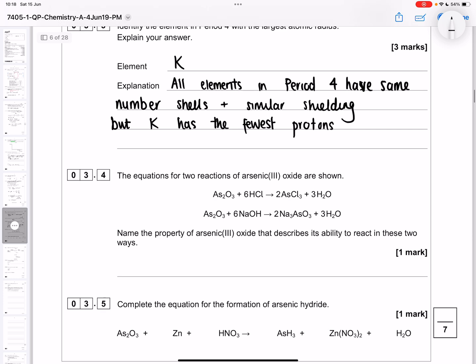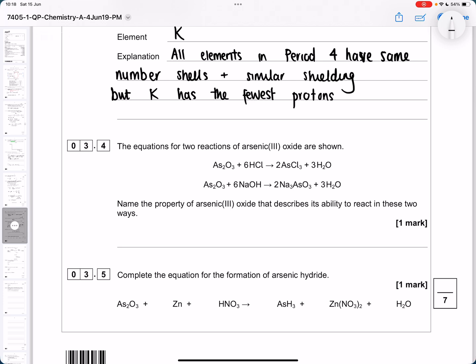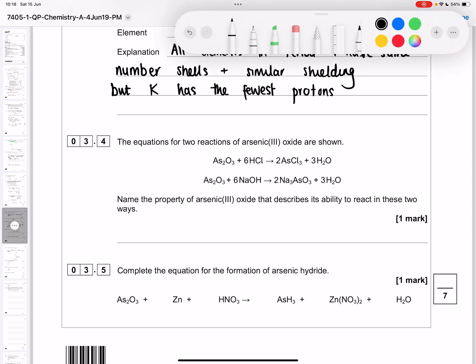Then we've got the equations for 2 reactions of arsenic(III) oxide. Name the property of arsenic(III) oxide that describes its ability to act in these 2 ways. And the key thing is, in the first equation, it's reacting with an acid, and the second, it's reacting with a base. So in the first equation, because it's reacting with an acid, it is a base. But in the second equation, it is an acid. Something that can act as both an acid or a base is described as amphoteric.